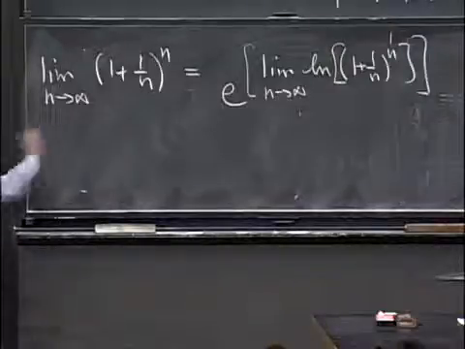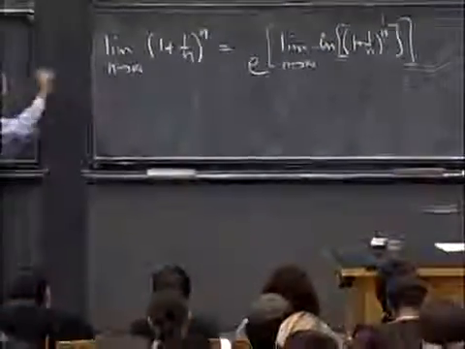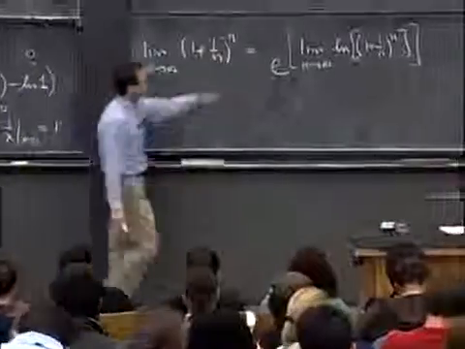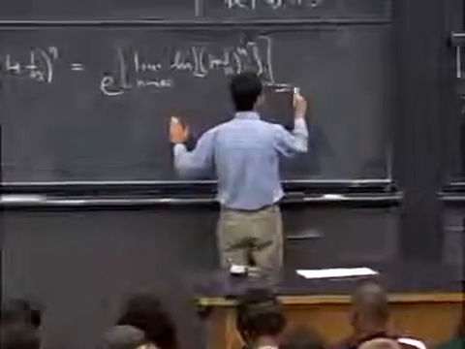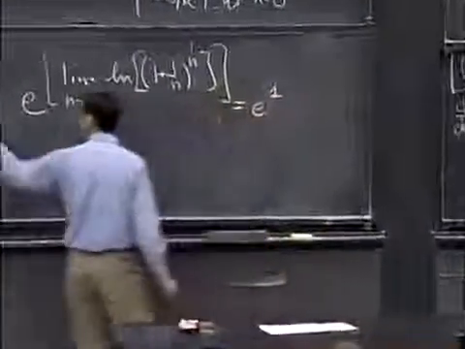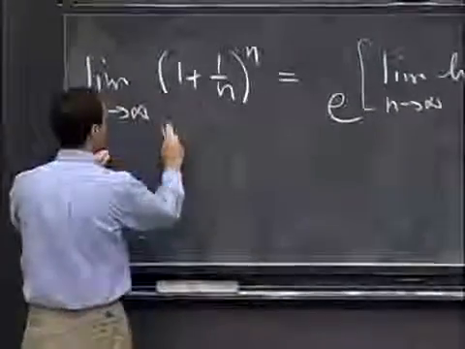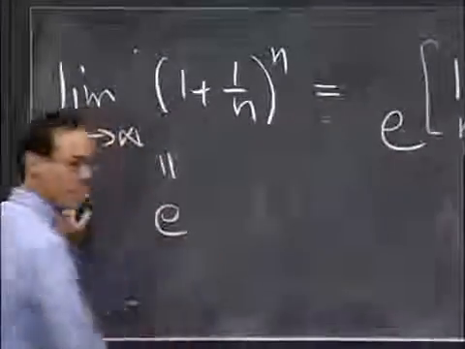Okay, so I take the logarithm, I take the exponential. That just undoes what I did before. And so this limit is just 1. So this is e to the 1. And so this limit that we want here is equal to e.